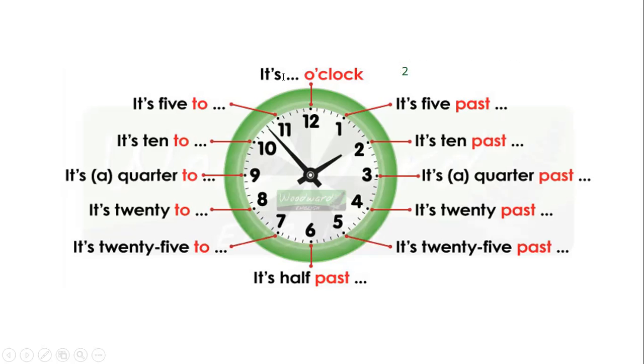So, for example, it's 2 o'clock. Remember que acá después del past va a ir lo que es la hora, ¿verdad? Que en este caso, las 2. So, for example, we have it's 5:05. It's 10:02.